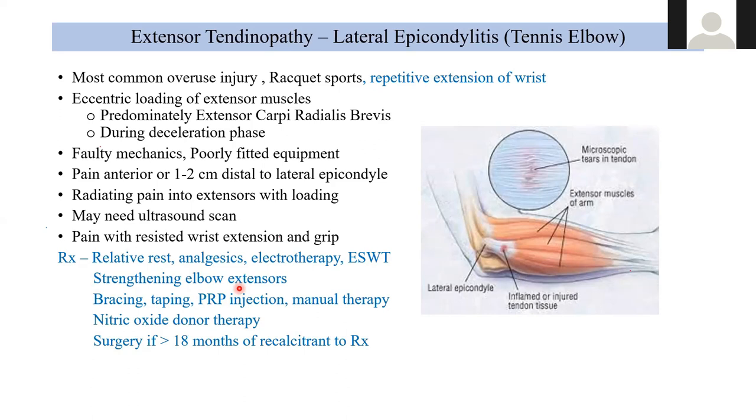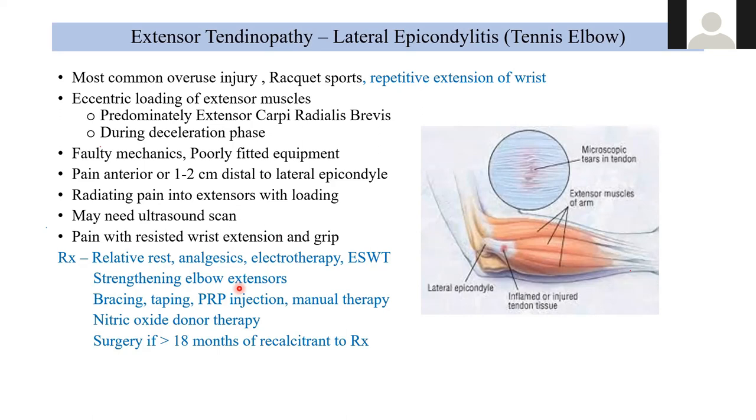On examination, it is important to know that the tenderness and pain is anterior or 1 to 2 centimeters distal to the lateral epicondyle. It is important because in posterior interosseous nerve entrapment, the PIN entrapment, it will be about 4 to 5 finger breadths down from the lateral epicondyle. So it's important to note the pain and the tender point, and also the radiating pain into the extensors with loading. Usually an ultrasound may be indicated if there is chronic pain, to exclude a tear, any calcification, or any fluid around the tendon.